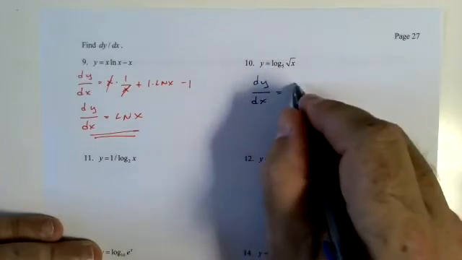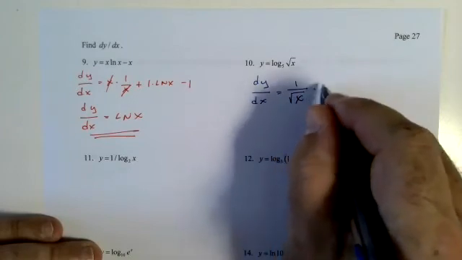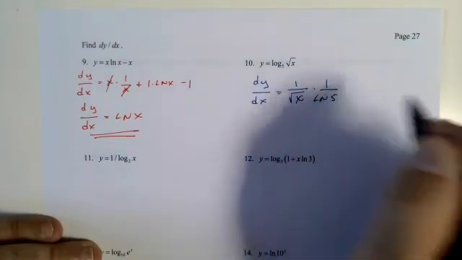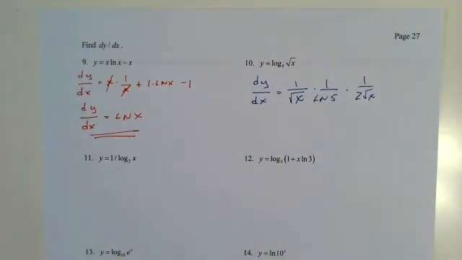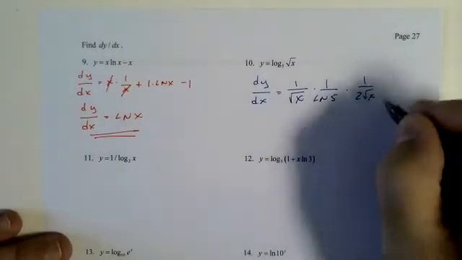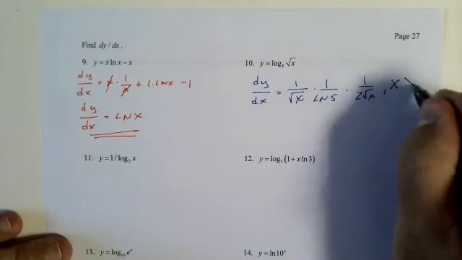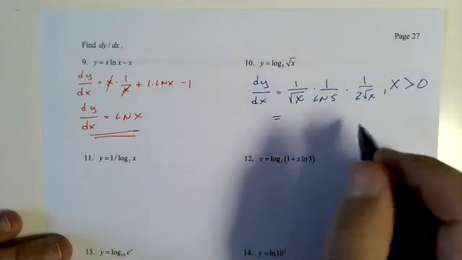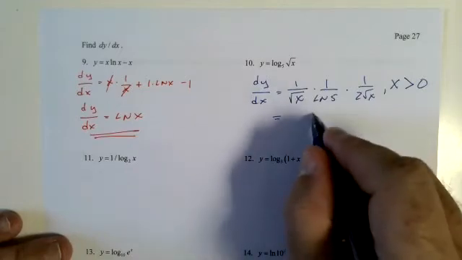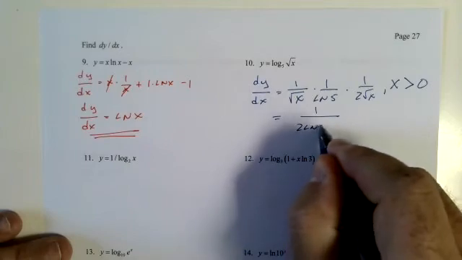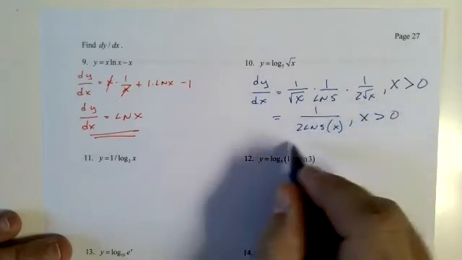Now, natural log, if I recall, is going to be 1 over square root of x times 1 over natural log of 5 times 1 over 2 root x. And we always have to put this little, don't forget it was in a logarithm, so it has to be x is greater than 0, equals 1 over 2 ln of 5 x. And x has to be greater than 0.